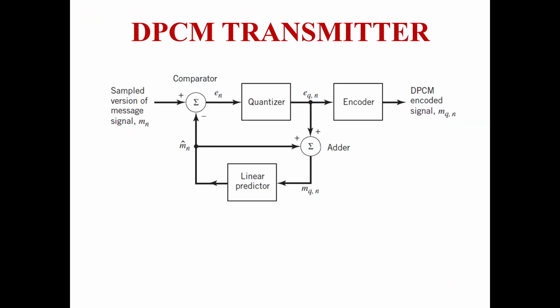Now we are going to discuss the DPCM transmitter. Here is your transmitter block diagram. I have a signal, which I am going to represent as m(n).